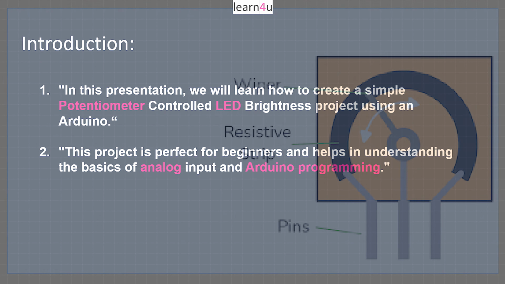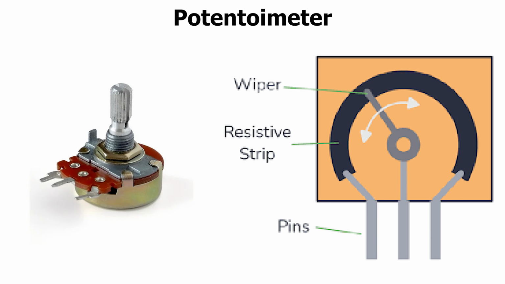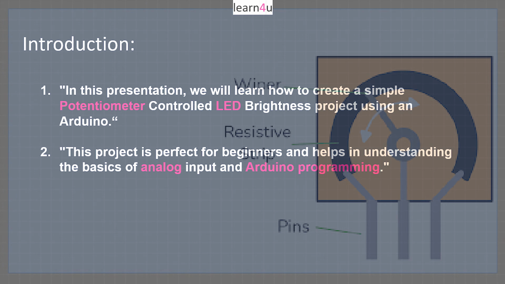You might be wondering what exactly a potentiometer is. A potentiometer is a type of variable resistor. It has three terminals. Two are connected to a fixed resistance, and the third terminal, called the wiper, moves along the resistive material. By turning the knob, you change the position of the wiper, which adjusts the resistance and hence the voltage output. This variable voltage can be used to control various devices such as an LED.